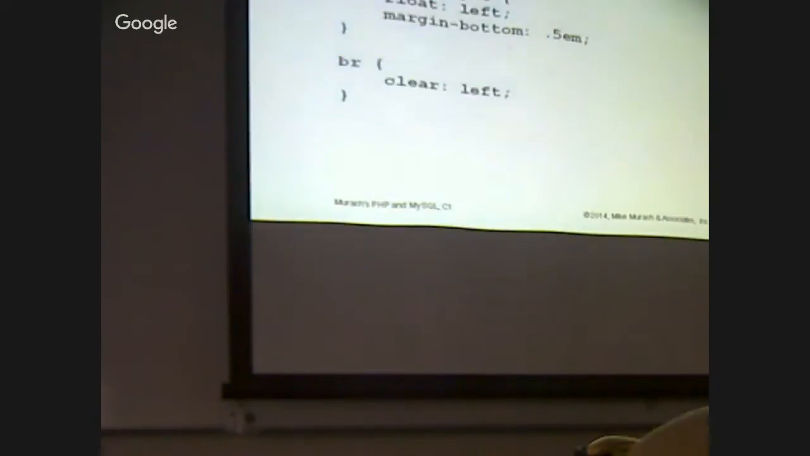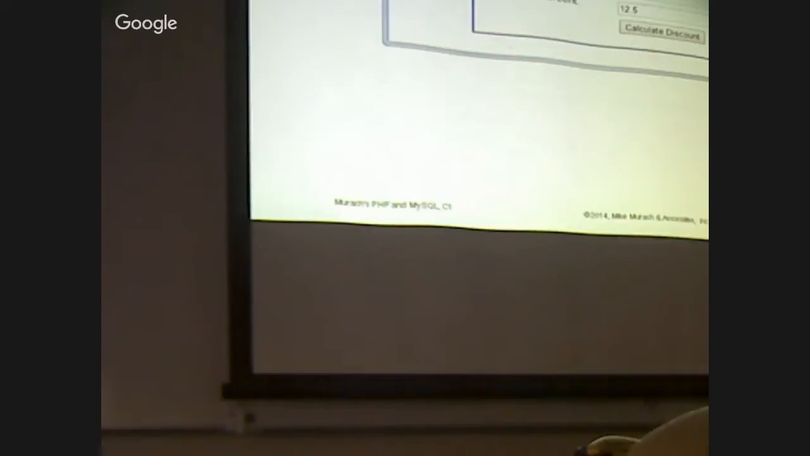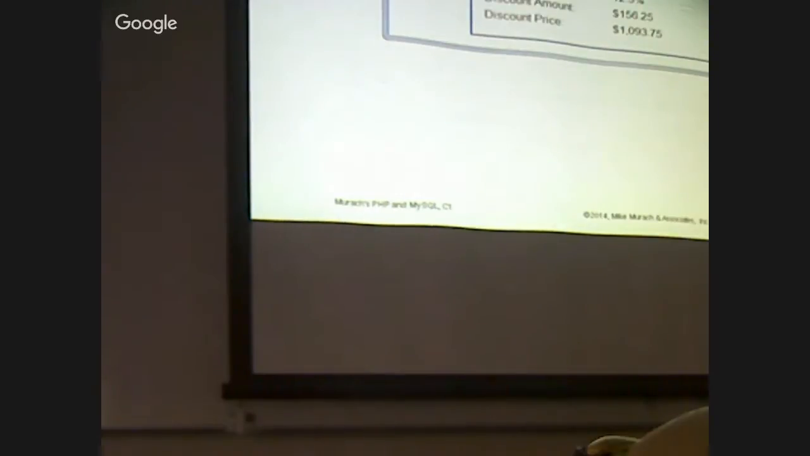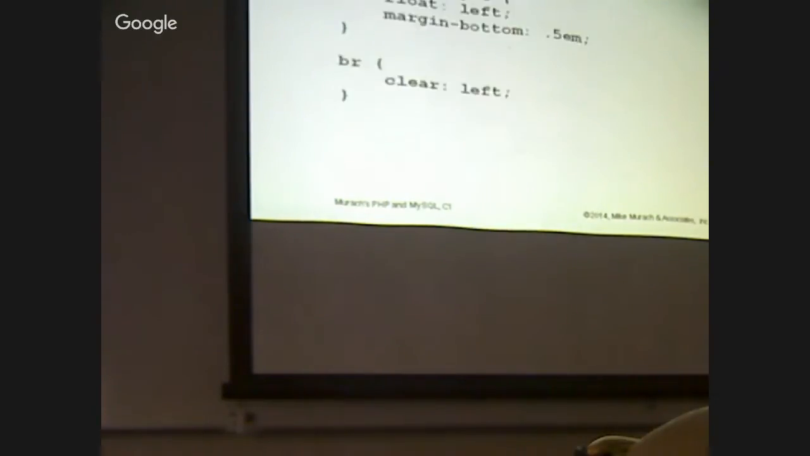So see where this is here. Let's look at the visual here. So we have the list price and the discount percent. And then when we calculate it, you need to display the discount amount and the discount price. And now we're going to get back to PHP and look at the code that makes this happen.